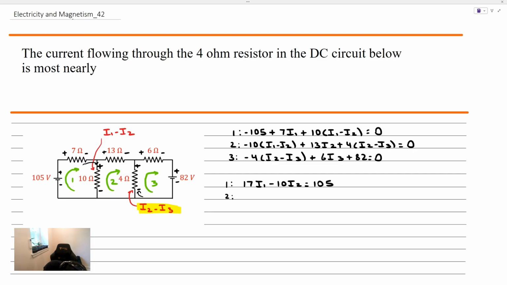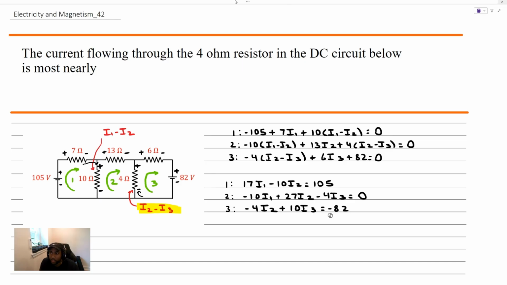For our second equation, if I combine all the I1s, I have a negative 10 I1. And for I2, I'm seeing a positive 10 and 13. That makes 23. 23 plus 4 makes 27 I2. And what about for I3? I'm seeing a single term on that I3, a negative 4 I3. That must be equal to 0. Third equation, if we reduce it, I'm seeing a single I2 term. That's a negative 4 I2. And for I3, I'm seeing a 4 plus 6 term. That's a 10 I3. That's equal to negative 82.